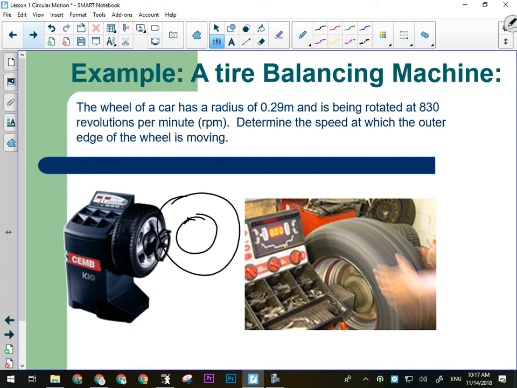So we have a wheel of a car that has a radius of 0.29 meters. It's being rotated at 830 revolutions per minute. Did they give me a period or a frequency there? This is a frequency.